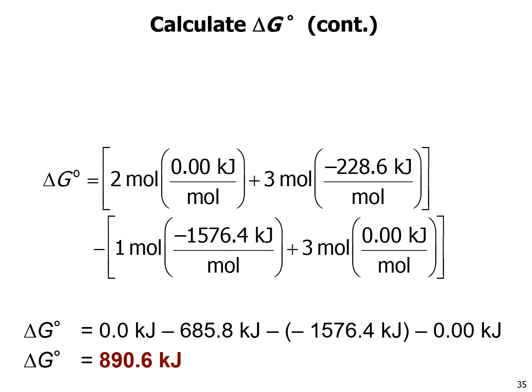So it's the same idea, 2 times of this, which is 0, so everything is 0. 3 moles of this, mole and mole got cancelled, your answer is in kilojoules. So eventually it comes out to this, and it would give you a delta G naught of 890.6.